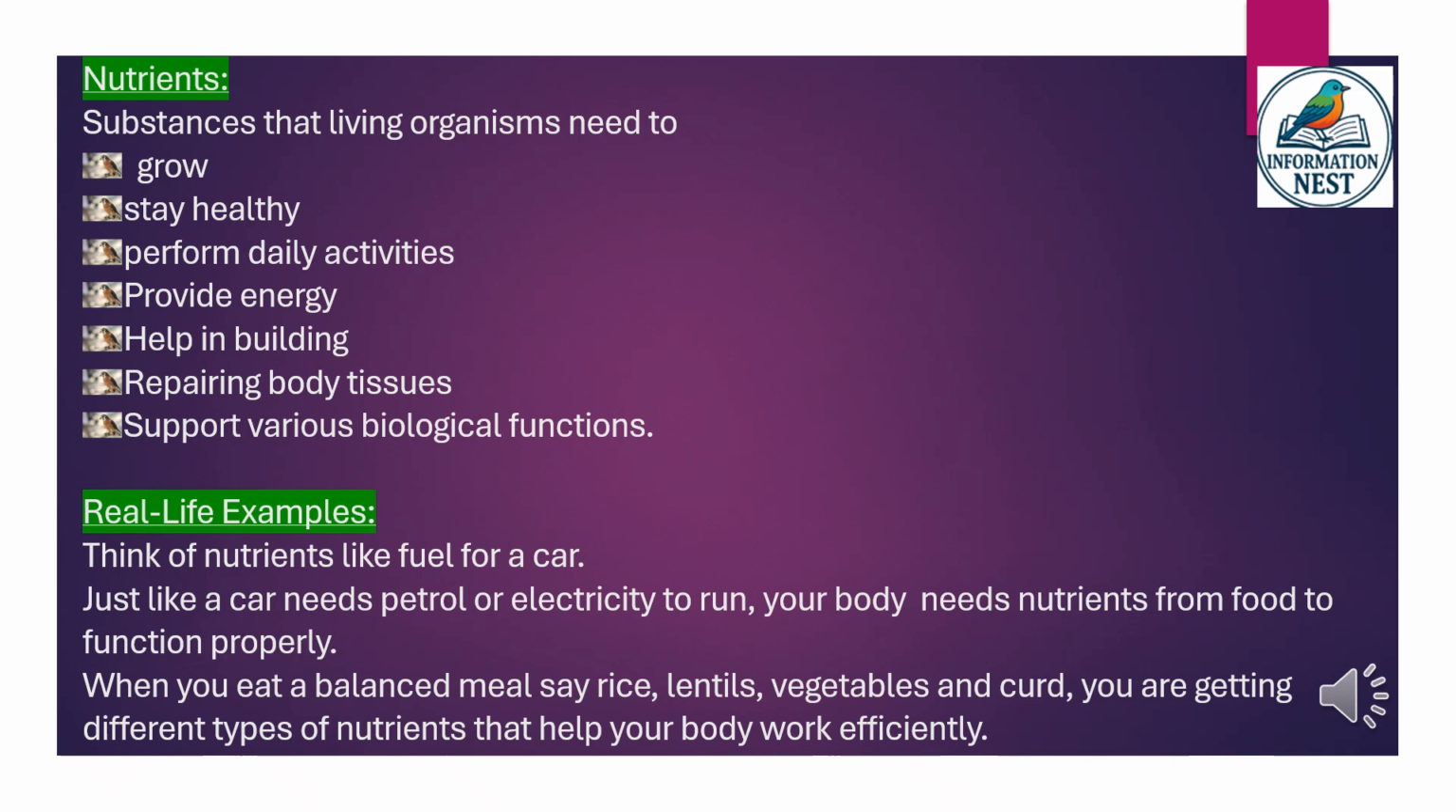Think of nutrients like fuel for a car. Just as a car needs petrol or electricity to run, our bodies need nutrients to function properly. When you eat a balanced meal, rice, lentils, vegetables, and curd, you're getting different types of nutrients that work together to keep your body efficient and strong.